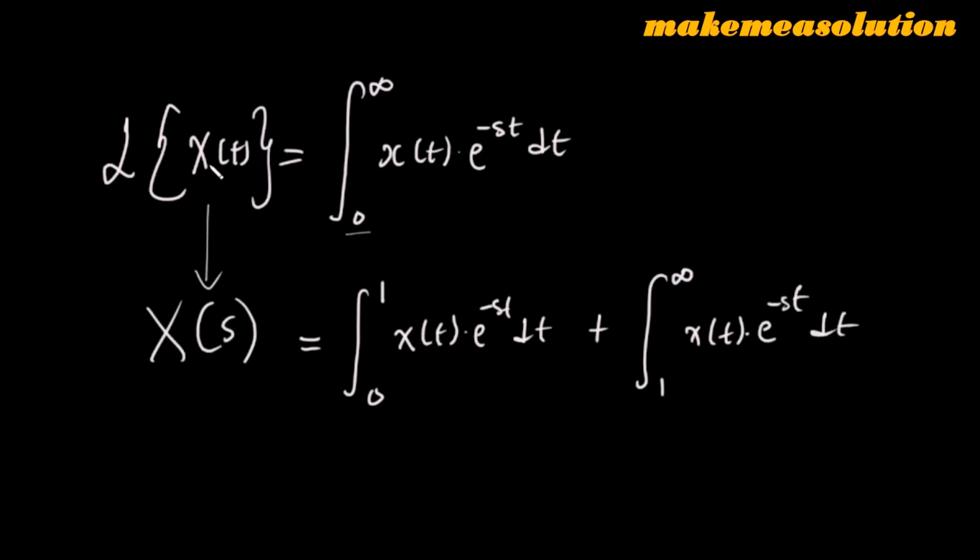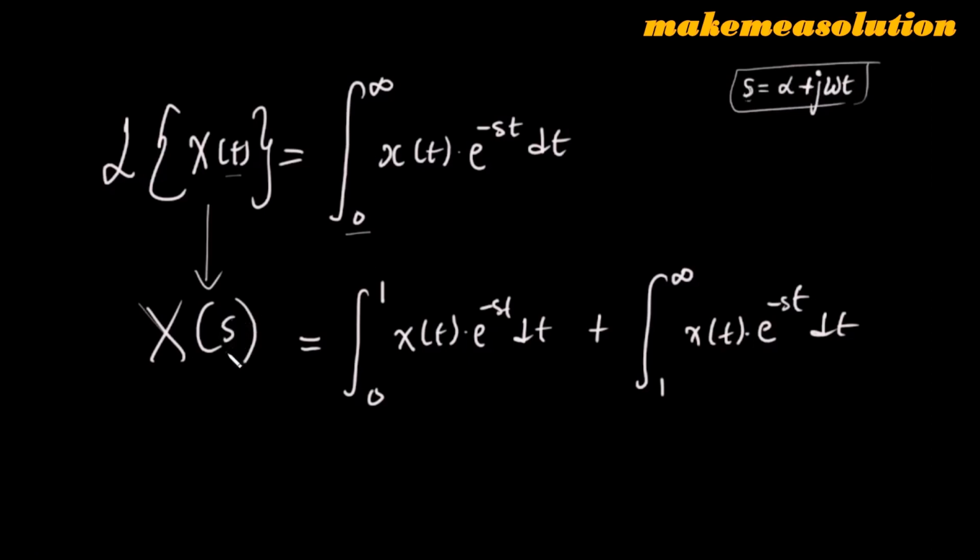Anytime you take the Laplace transform of a time domain function, you convert it to a frequency domain function, x of s. X of s is a frequency domain function because s is equal to alpha plus j omega, like this. So that's the value of this complex number. So s is equal to alpha plus j omega. So that's the value of s. So that's why we call it frequency domain.